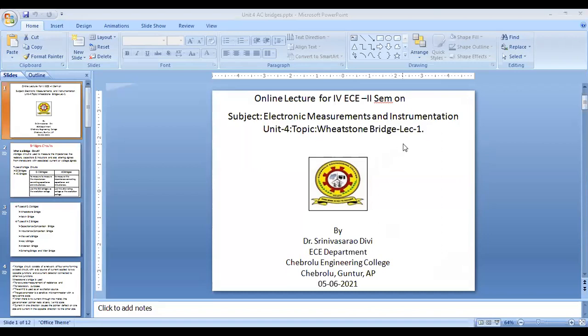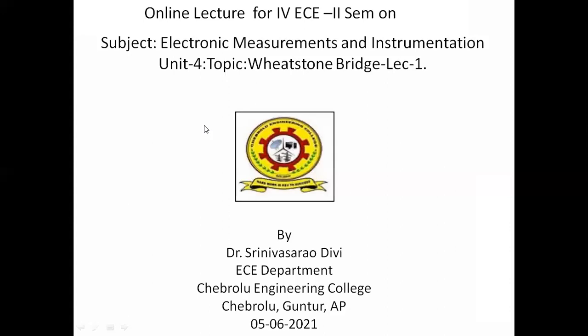In unit 4, it regards the bridge circuits. It explains how the different types of bridge circuits are used to measure electrical parameters such as resistance and impedances of the capacitance and inductance. Okay, so that we will see in the 4th unit. In the 4th unit we will discuss the various types of bridge circuits.